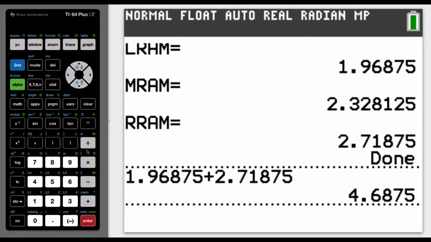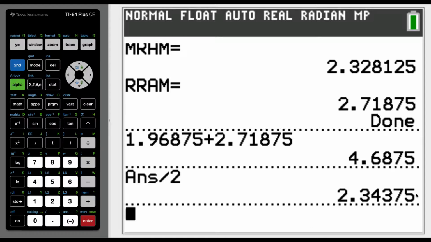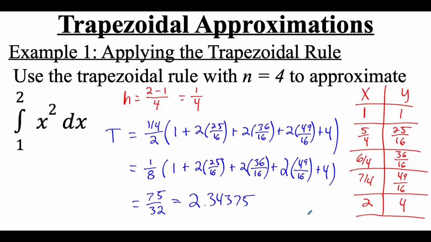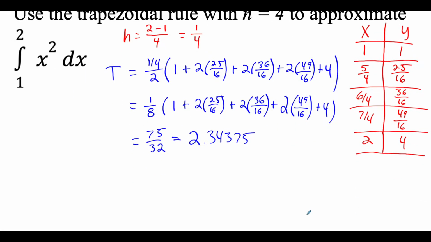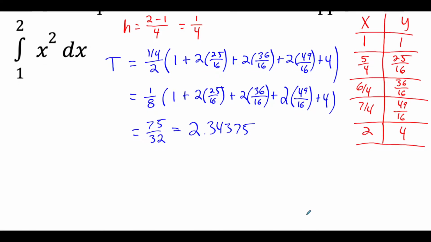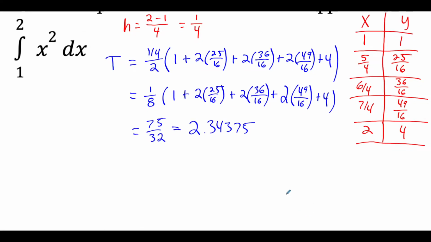I'm going to get an answer there, and then I'm going to split that answer in half. And we should notice that this calculator answer matches up with what we got when we did it the long way. Now, we also said that we were going to do the true definite integral to figure out what our answer should be so that we could see how close we got to that answer.